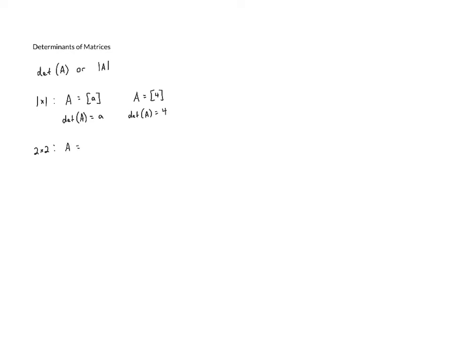If we have a 2 by 2 matrix whose elements are a, b, c, and d, and we want to take the determinant of that matrix, we do so by taking a times d minus b times c. So effectively we're taking the product of two diagonal elements a and d, and then subtracting the product of the other two diagonal elements b and c.